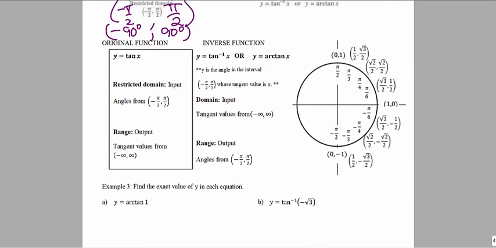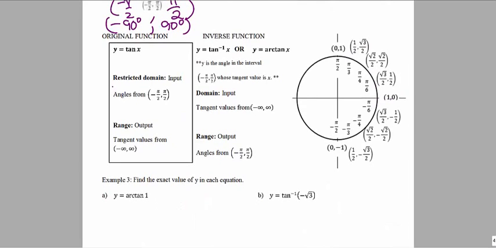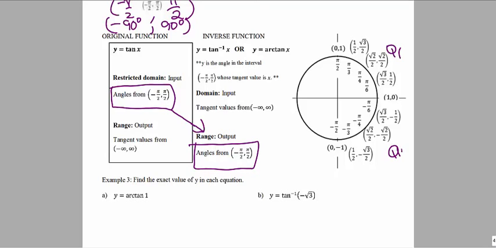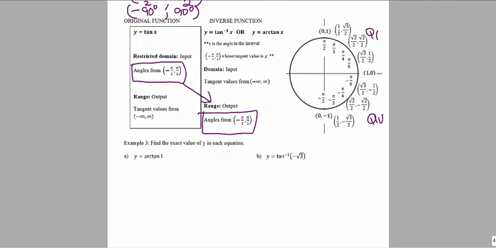So for the original function, we were restricting our original function to have a domain from minus pi over 2 to positive pi over 2, not including the asymptotes, those endpoints. So for the inverse function, that domain will become the range. So the angles that we choose from come from quadrants 1 and 4, where the angles in quadrant 4 are considered to be negative angles. So very similar to the idea of sine.